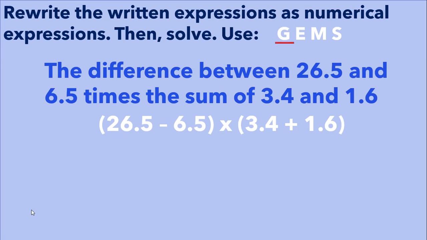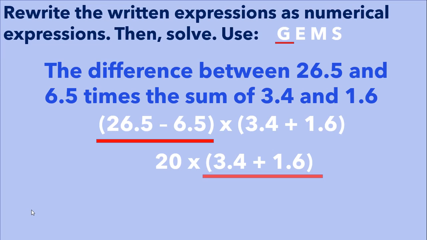So let's solve. Starting with our grouping symbols, we see that there's two sets of grouping symbols or parentheses. So we're going to start with the parentheses or grouping symbols on the left. 26 and 5 tenths minus 6 and 5 tenths is 20. Now we can solve what's inside the second set of parentheses, 3 and 4 tenths plus 1 and 6 tenths, which is 5. Here we see we have no exponents, so we can move on to the M for multiplication and division. We do have multiplication, 20 times 5, which is 100.